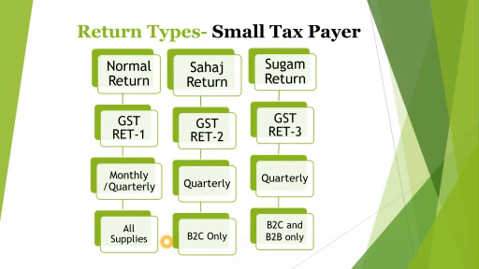Small taxpayers. The main reason for introduction of the new forms was to give benefit to the small taxpayer. The small taxpayer will be able to choose the type of form depending on the supplies made by them. In case of the normal return, that is GST Ret 1, it will cover all types of supplies and the taxpayer will have the option to file monthly or quarterly returns. Sahaj return will cover only B2C transactions. Sugam return will be B2C and B2B transactions only.